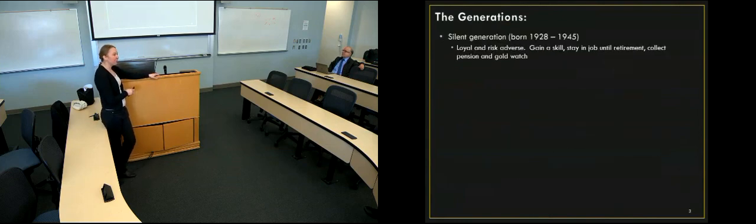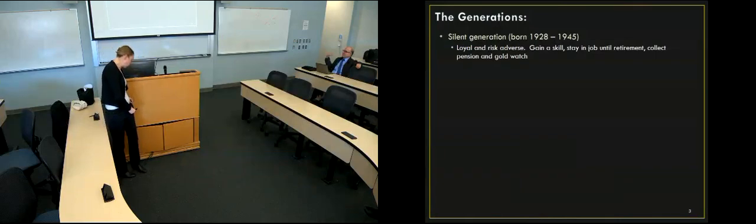first of all, the generations. Have you guys all seen these before? You're all wondering what generation your birth year falls into, okay? The Silent Generation was born before the end of World War II. This is my grandparents. And actually, my dad was in the Silent Generation. He was born in 1944. They are very loyal. They are very risk-averse. They want to gain a skill, get a job, stay in the job until retirement, retire, and get their pension and their gold watch. Okay, this is how the work world used to look. This was the expectation when you graduated from whatever trade school you graduated from.